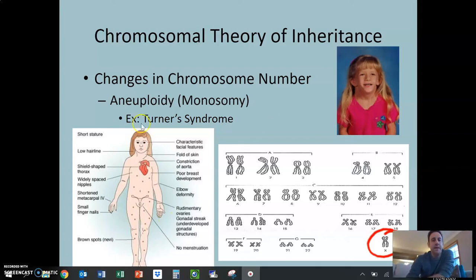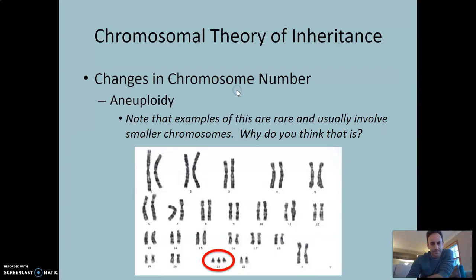Again, you don't need to memorize all the symptoms listed here, but in general, one of the major ones is that the ovaries don't fully develop, and so then there's some sexual development issues. Menstruation doesn't happen, there's poor breast development. There's some other things, the aorta, major blood vessel leaving the heart is constricted, and things like that.